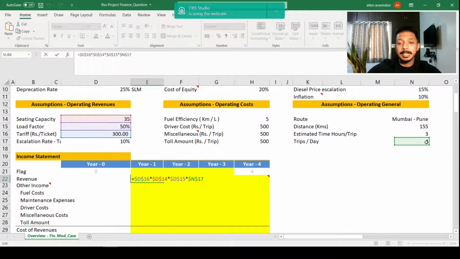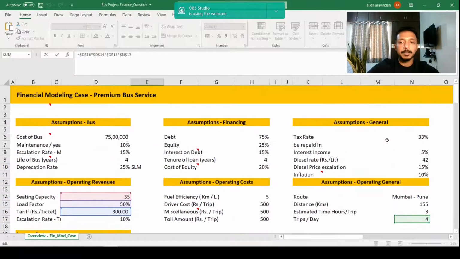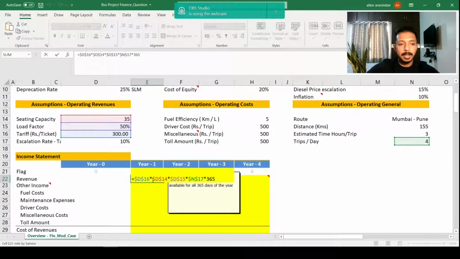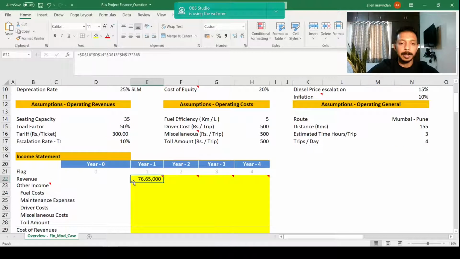So that means this is the amount of money that I make in a day, right? So again, repeating, tariff multiplied by the seating capacity, multiplied by the load factor and multiplied by trips per day gives me the amount of money which we make in this business in a day. Now you obviously will operate for 365 days. Transport services generally do not take any holidays, so we're going to multiply that with 365, and there you go, that's our revenue, right? So our first revenue calculation is done.